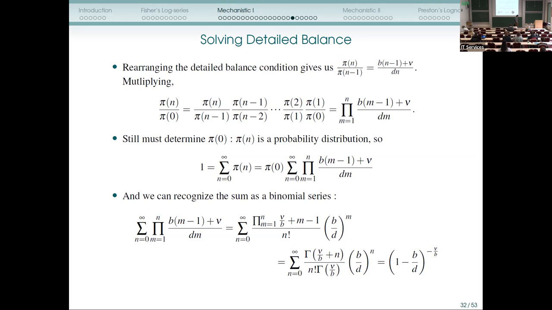I'm not going to belabor you with the details, but I do just a little bit of algebra, and I can actually figure out what this infinite sum of products is. And it gives me 1 minus b over d to the minus. So you're wondering why it was called a negative binomial distribution at the beginning? Here's a binomial. Here's a negative exponent. These may or may not still look familiar to you from where I started off at the beginning of the day. These are more or less the terms of the negative binomial probability distribution.